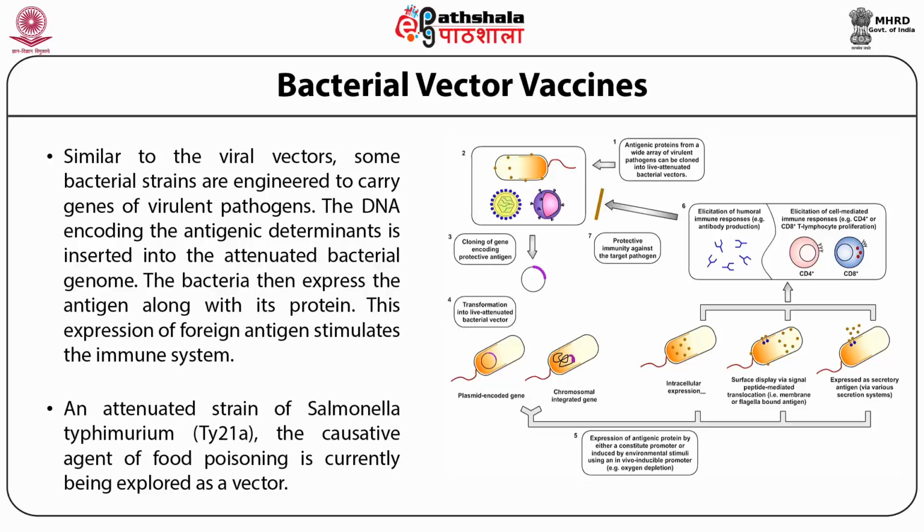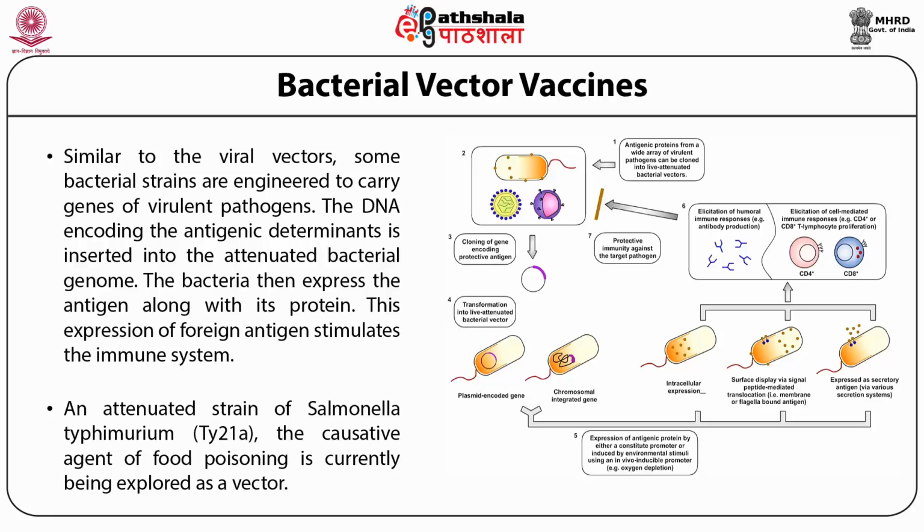The cloning of the gene encoding the protective antigen is then transformed into the live attenuated bacterial vector. The plasmid that encodes that vector gets inserted into the chromosomal DNA of the bacteria. It is intracellularly expressed as well as surface displayed, where signal peptide mediated translocation occurs, which can be seen on the membrane or the flagella bound antigen. They are also expressed as secretory antigens via various secretory systems.